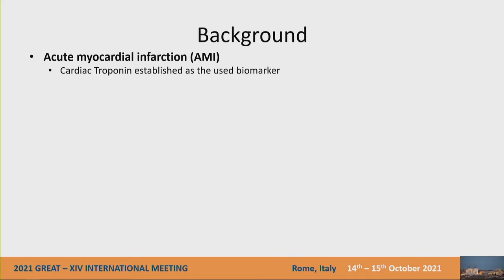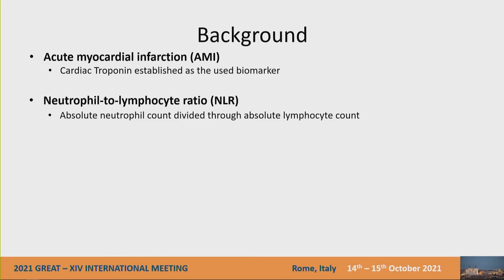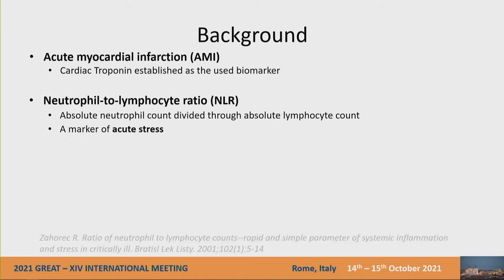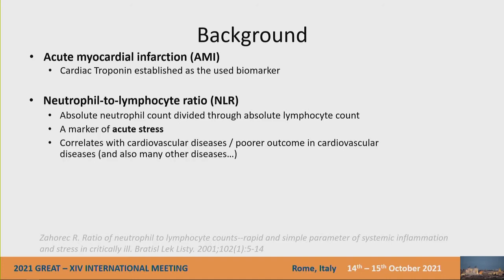But what's the neutrophil to lymphocyte ratio? As the name suggests, it's the absolute neutrophil count divided through the absolute lymphocyte count. And it can be a marker of acute stress. In the past years, it gained a lot of attention. It was evaluated also in correlation with cardiovascular diseases or with higher mortality in cardiovascular diseases, but also in many other diseases like infectious diseases or cancer.